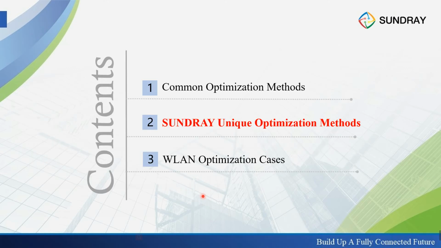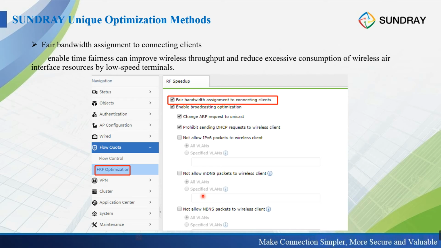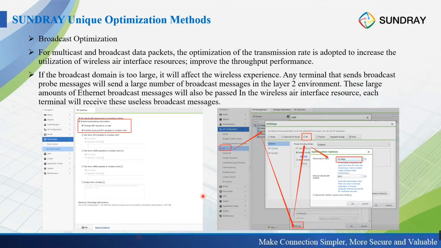Second part, let's see the Sundry's unique optimization measures. First one is fair bandwidth assignment to connected clients. We know that some low speed terminals will occupy our wireless air interface resources. To avoid this effect, we can enable the time fairness function, and then we can enable this in RF optimization.